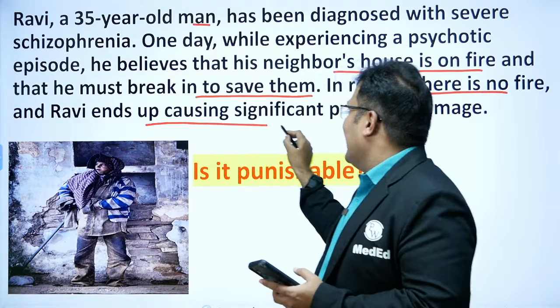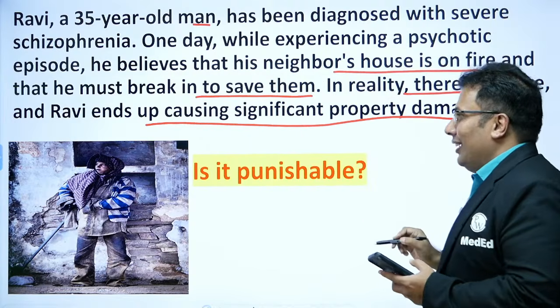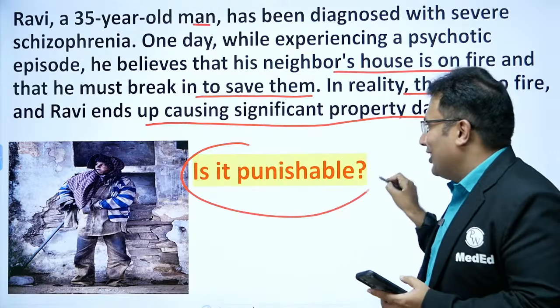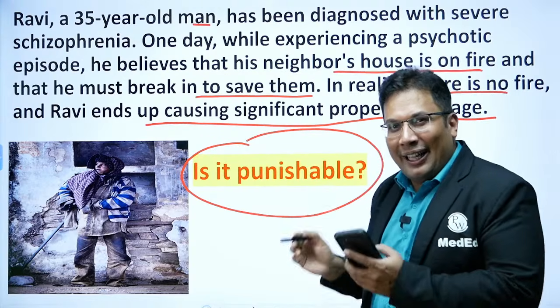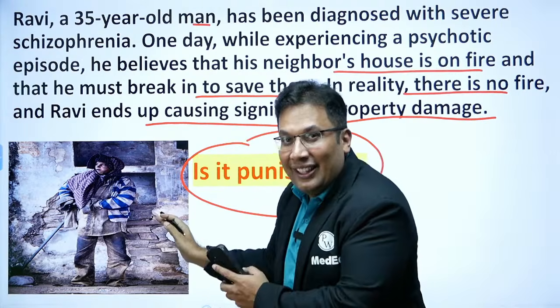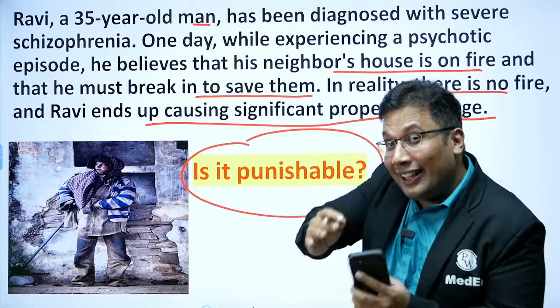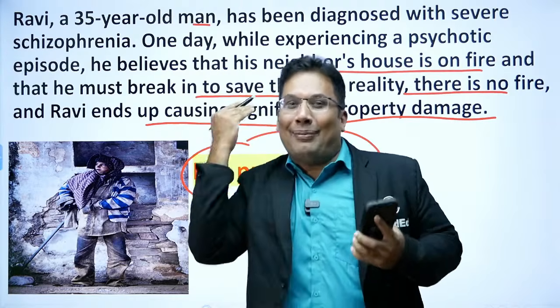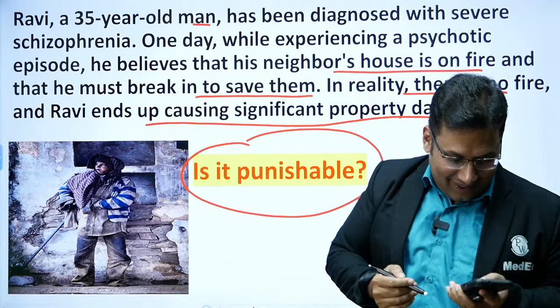Ravi ends up causing significant property damage. So is it punishable or not punishable? My question is: is Ravi punishable, criminally liable, or not liable? Yes, come on guys.